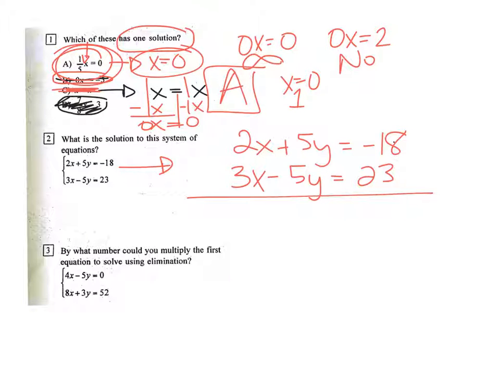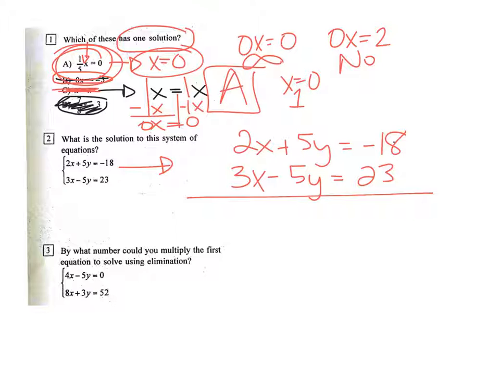This goes away because it's 0y, correct? I should write that down so you guys don't get too confused. 0y equals negative 18 plus 23, which is going to equal 5. If you divide 5 on both sides, x equals 1. If x equals 1, plug it back in. Plug it back into this problem.